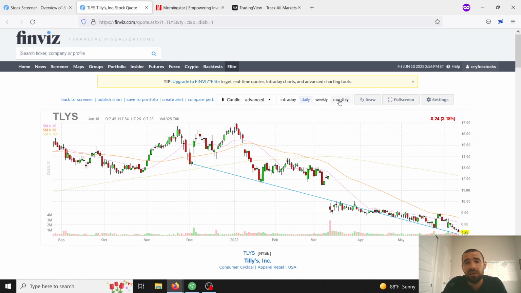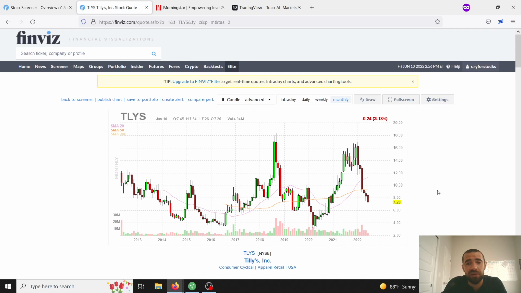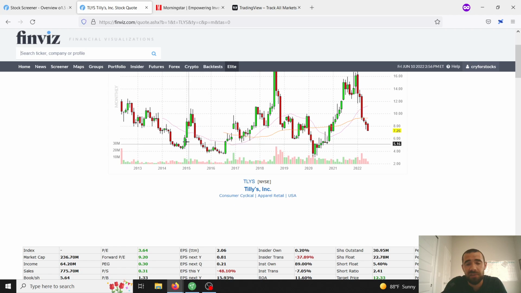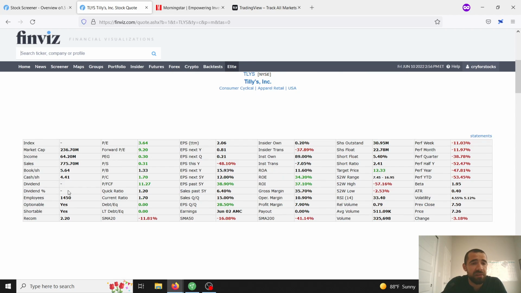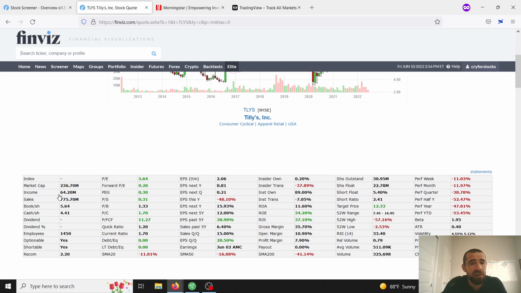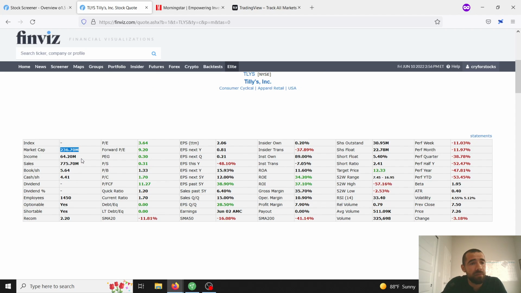You can pick monthly just to see the whole history. So that one looks like a pretty decent graph chart right here for that period of time, almost 10 years. So let's move down and see what they got in here. Right here is the market cap of the company, which is pretty good, 230 million. There is a way to grow.